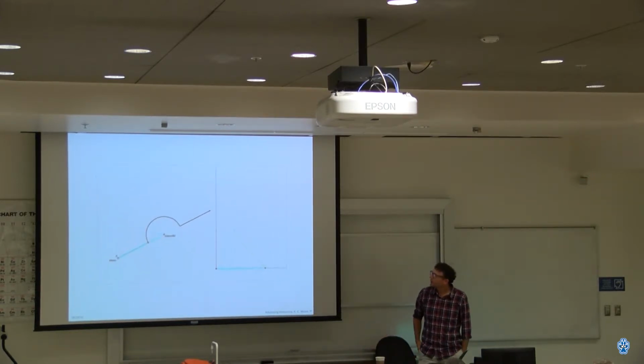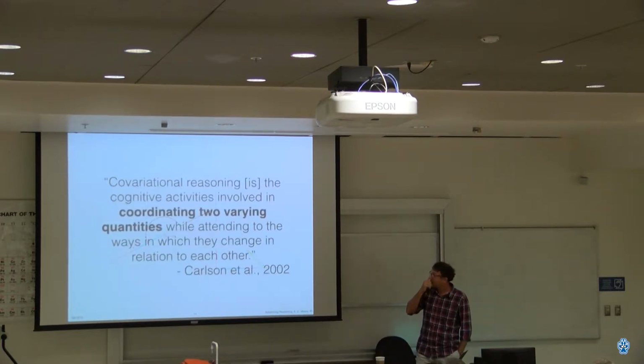This is what Marilyn Carlson defined as co-variational reasoning in her work with several colleagues, where she defined it as coordinating two varying quantities while attending to the ways in which they change together, right? So conceptualizing two things that are measurable. Now let's think about how they move dynamically into different mathematical properties of that.